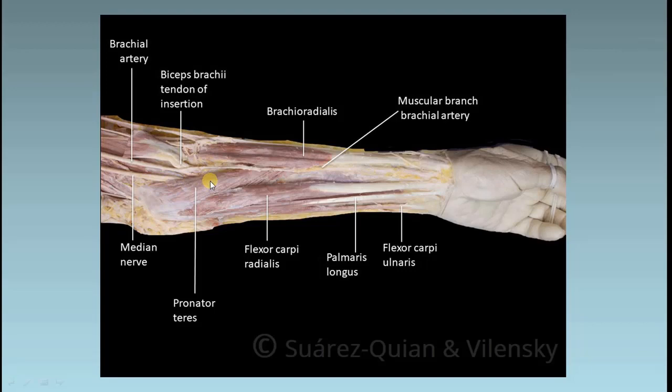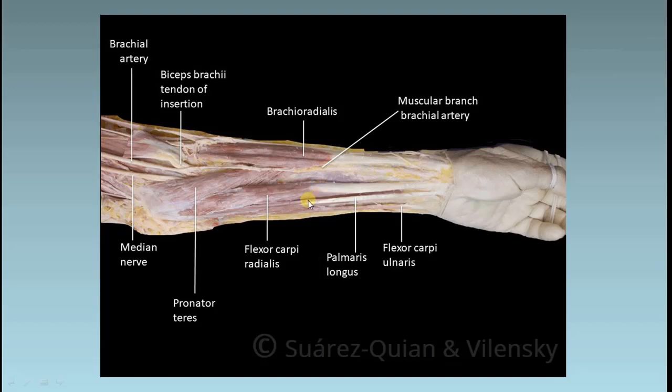The next muscle you see here is the flexor carpi radialis. So that is the flexor carpi radialis for you. We are going from lateral to medial. The flexor carpi radialis has its origin from the common flexor origin, and its insertion is into the second and third metacarpal bone.